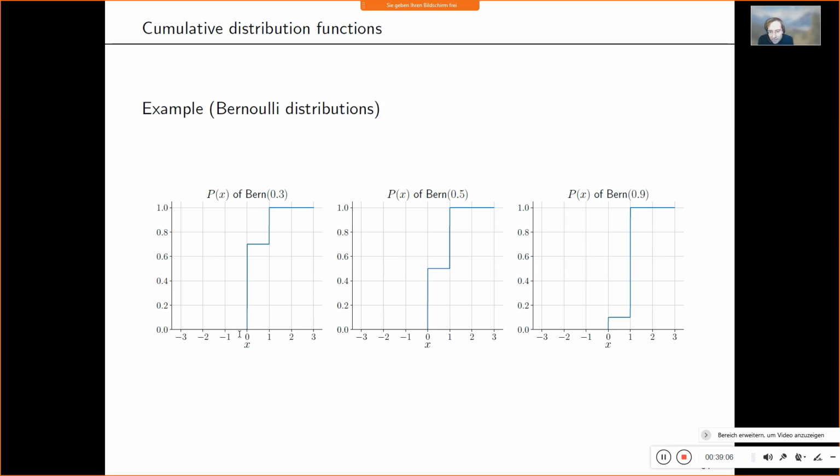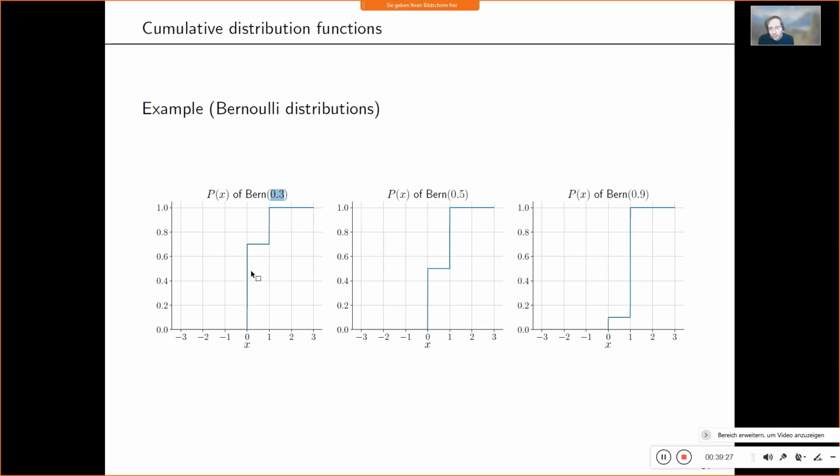There's also a blue line here, but then at 0, and it's always at 0, and then it jumps by the probability for the Bernoulli random variable to take on the value 0, and that's if the parameter is 0.3. This probability is of course 0.7, because that's the probability for taking on the value 1.